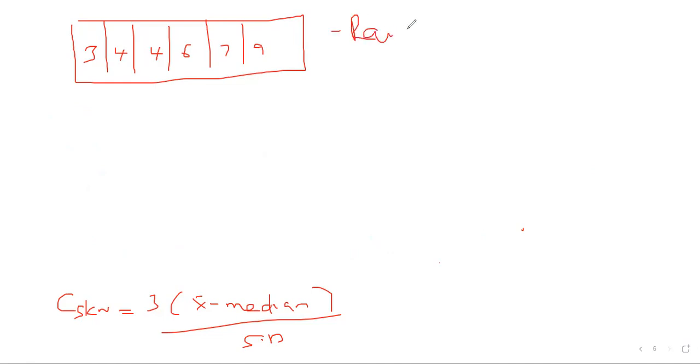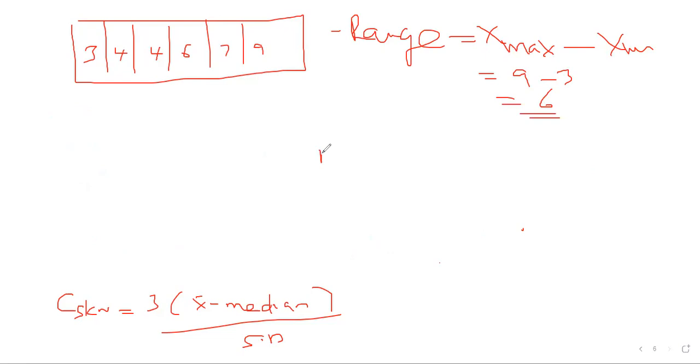The range is simply the difference between the highest number and the smallest number. Our highest number is 9, and the smallest is 3. Our range is 6. Our mid-range is the average of the two extremes, 9 plus 3, which is 12 divided by 2, giving 6. And the mode, the most frequent.